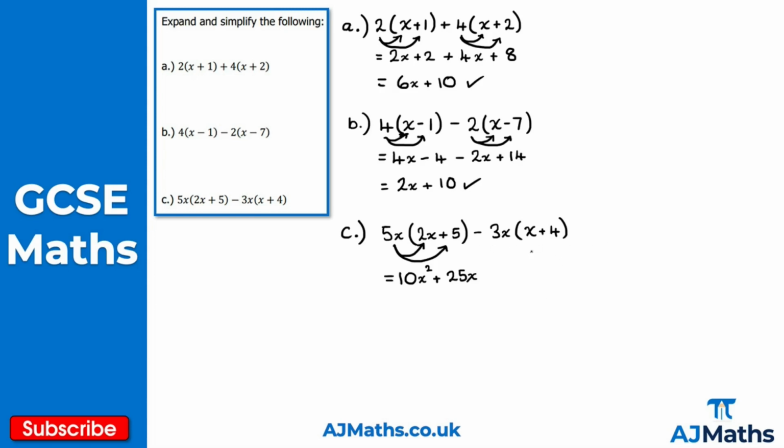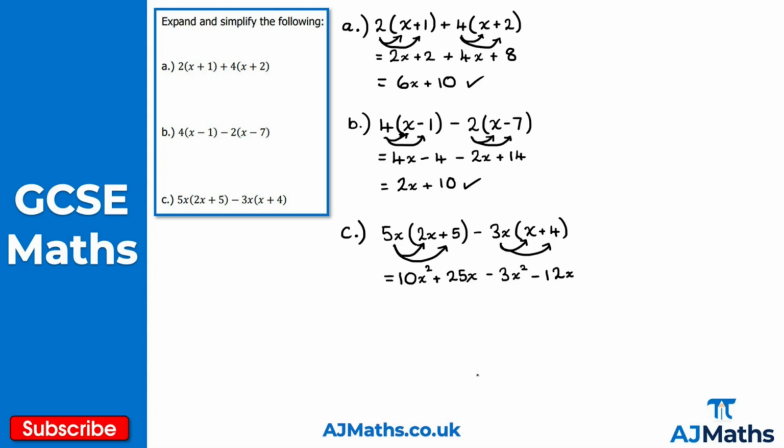Do the same now with the second bracket here. Again, don't forget the minus. So we've got minus 3x times x. That would give us minus 3x squared. And then finally, minus 3x times positive 4. And that gives us minus 12x.